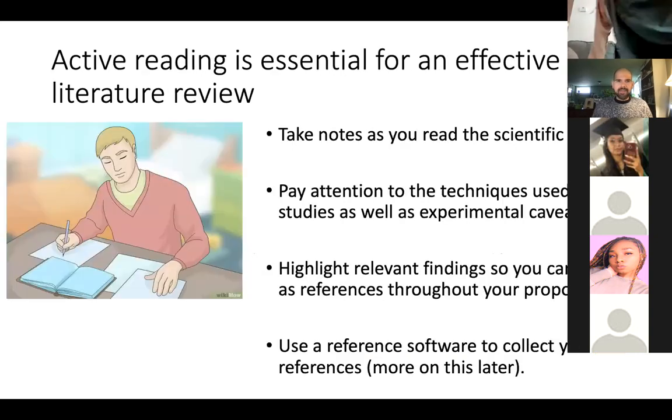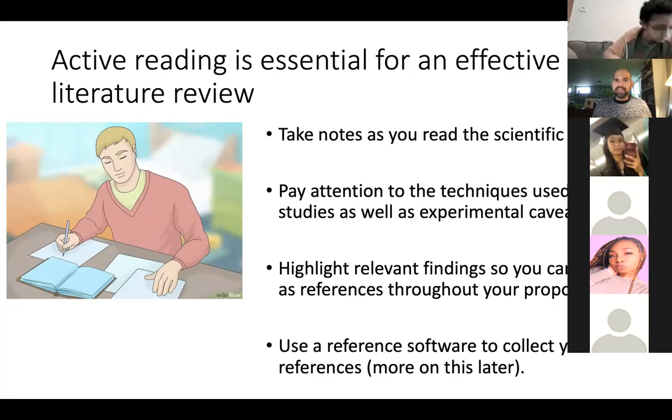All right. So while you're reading, it is important that you do active reading. You have to take notes as you read. You have to pay attention to the techniques that are used in the experiments that you are reading about, because what they do is what you might be able to do as well, because you're doing a different topic, but techniques can be fairly similar across the field.